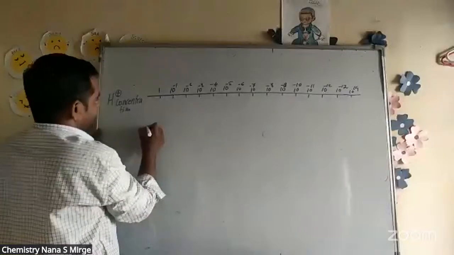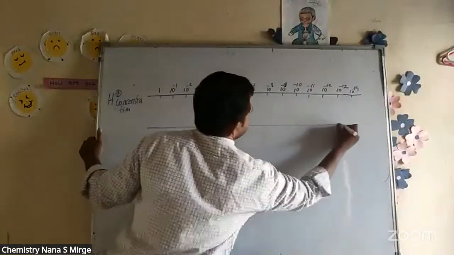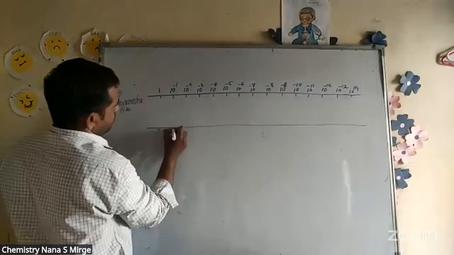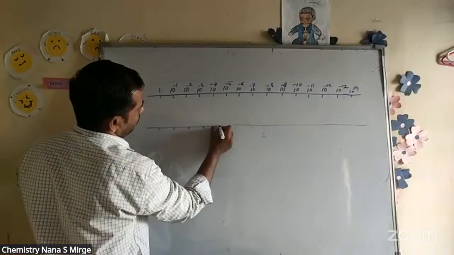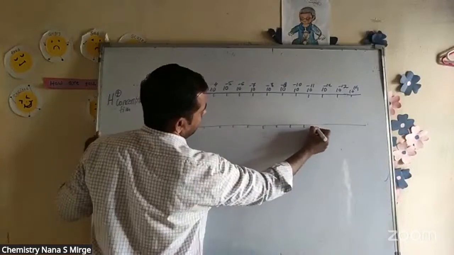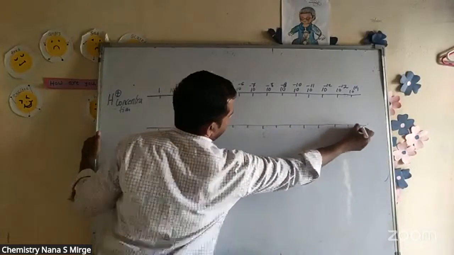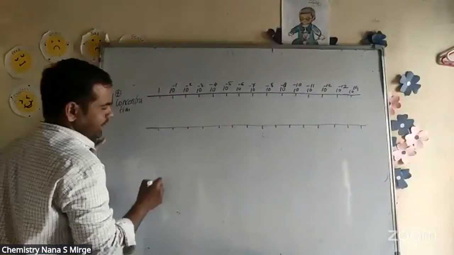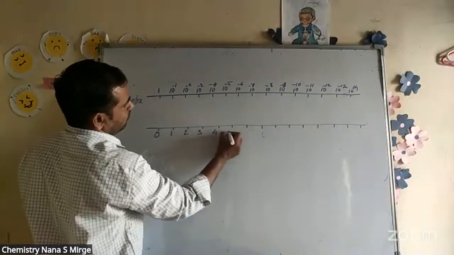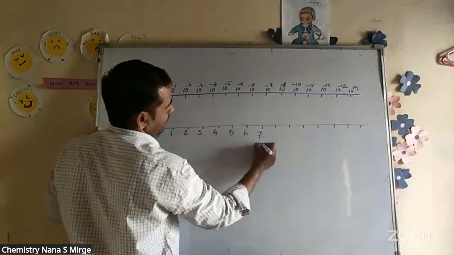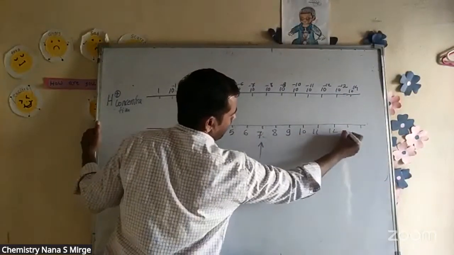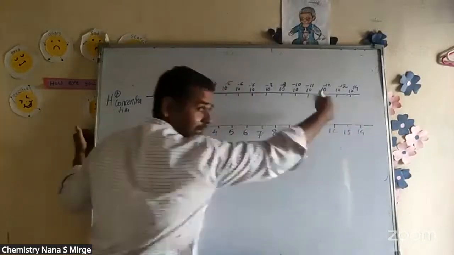Okay, and the second line, this one is pH, and pH starts from 0, 1, 2, 3, 4, 5, 6, 7. Remember this 7, 8, 9, 10, 11, 12, 13 and 14. वो आगे भी जा सकती है.